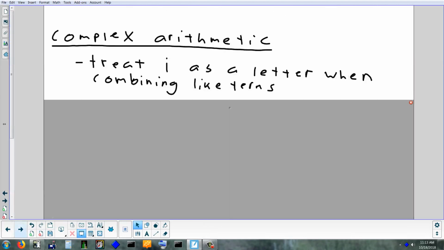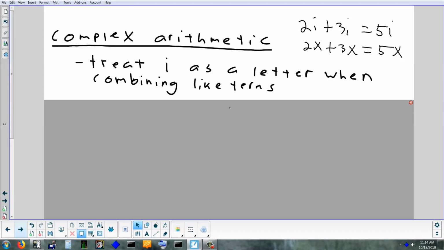All right, so complex arithmetic. We'll go over how to add, subtract, multiply, and divide. First, when you're combining like terms, like 2i plus 3i, the answer is 5i. It's just like 2x plus 3x is 5x. So you can treat i like a letter when you're combining like terms.